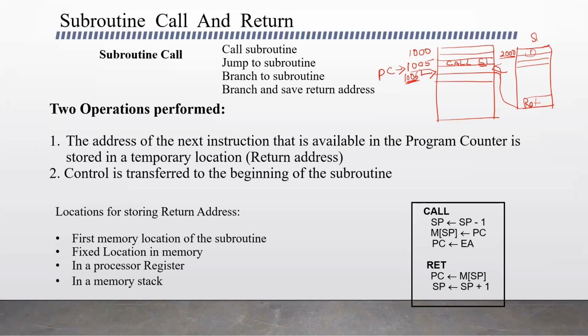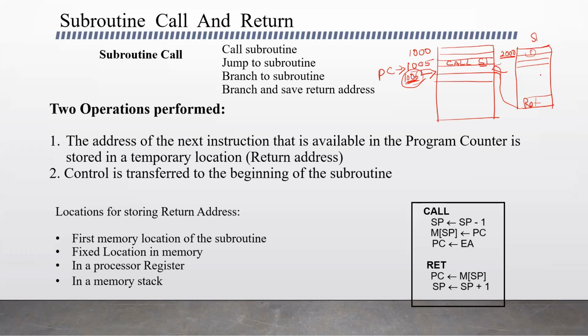Okay, so the first step is, before loading the branching address 2000 into PC, we need to save the address that is currently there in PC in some temporary location. That is a return address. So this has to be saved first, and then the branching address 2000 is moved to the program counter. When the program counter is loaded with this address, we know that the next instruction to be executed would be this. Automatically the execution of the subroutine begins.